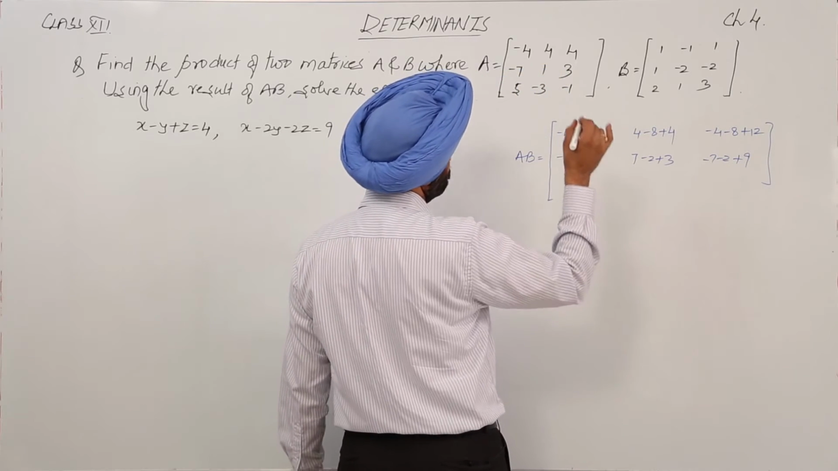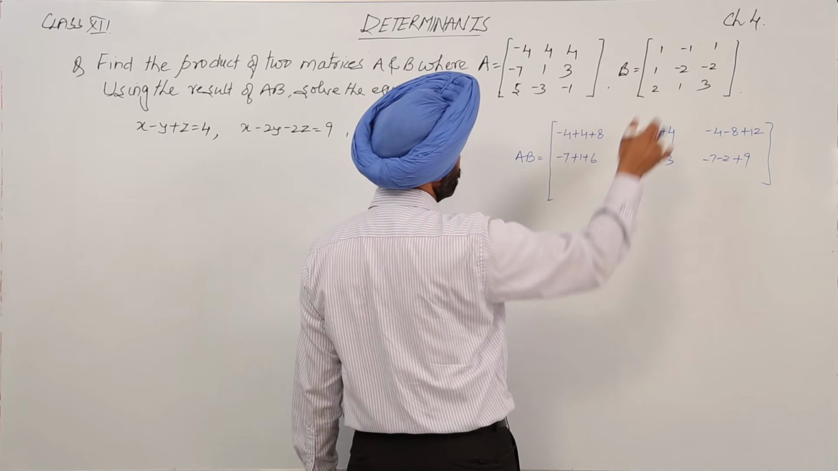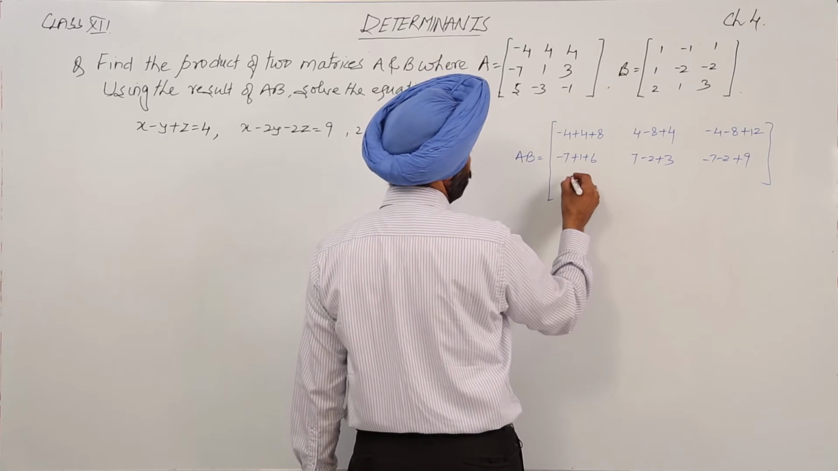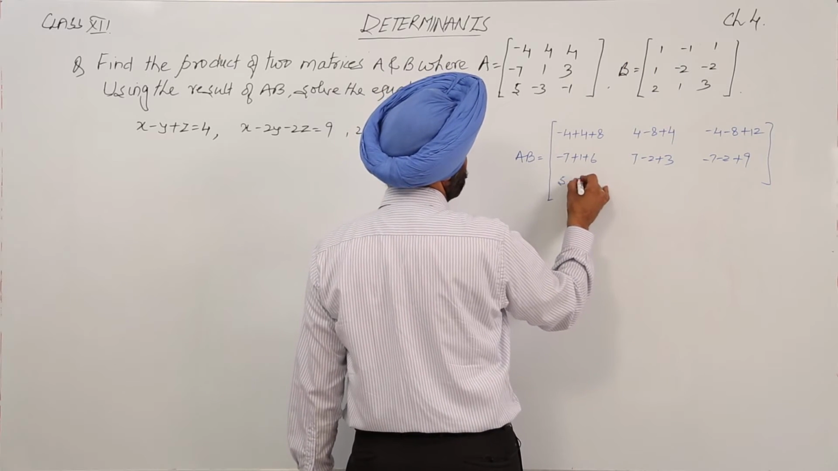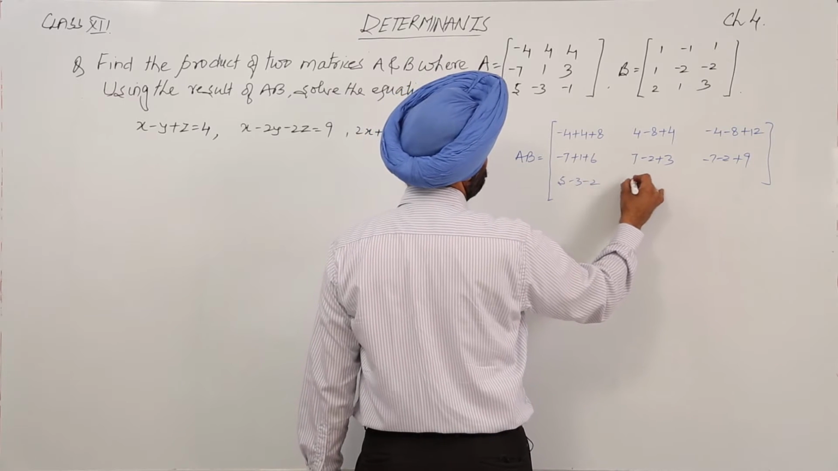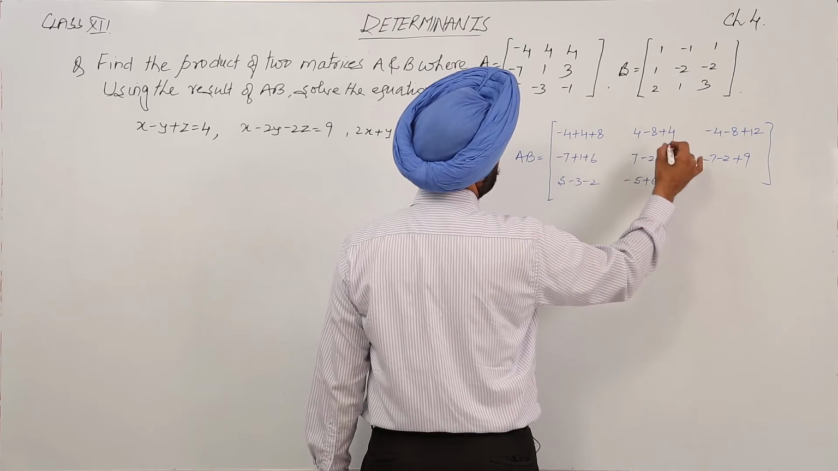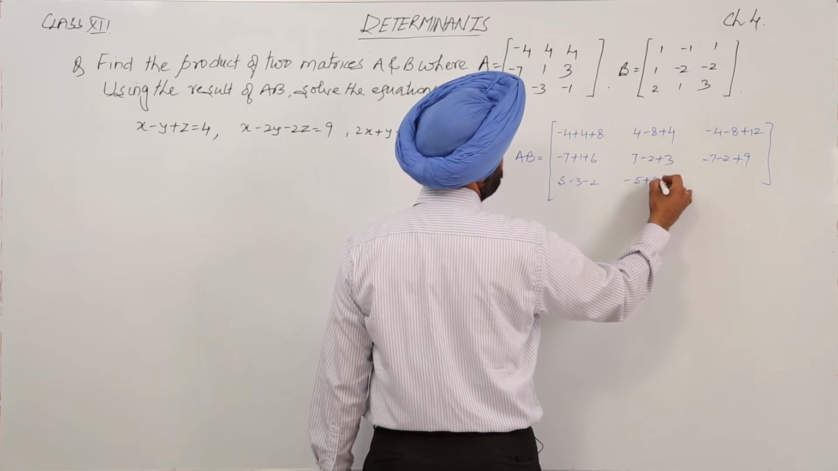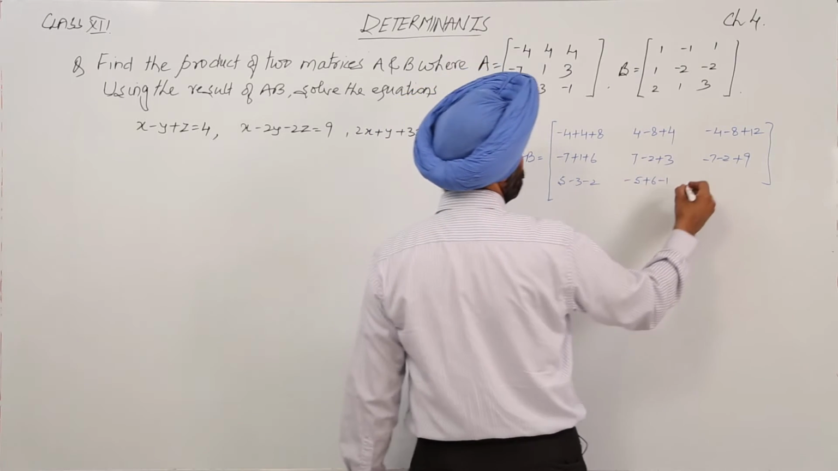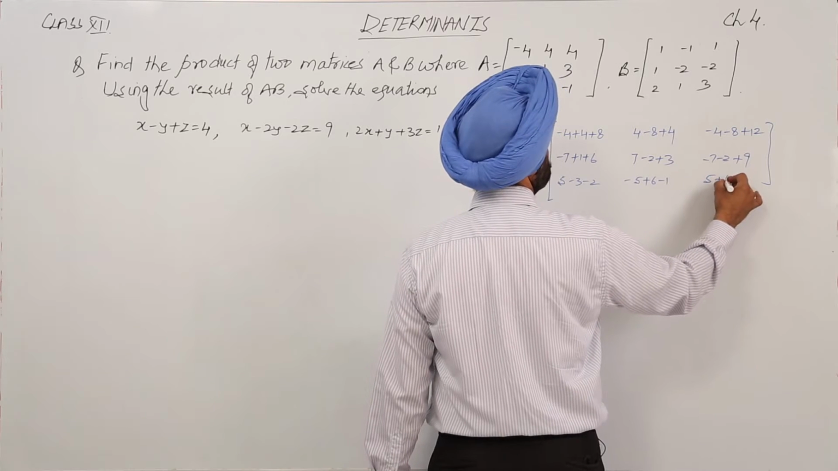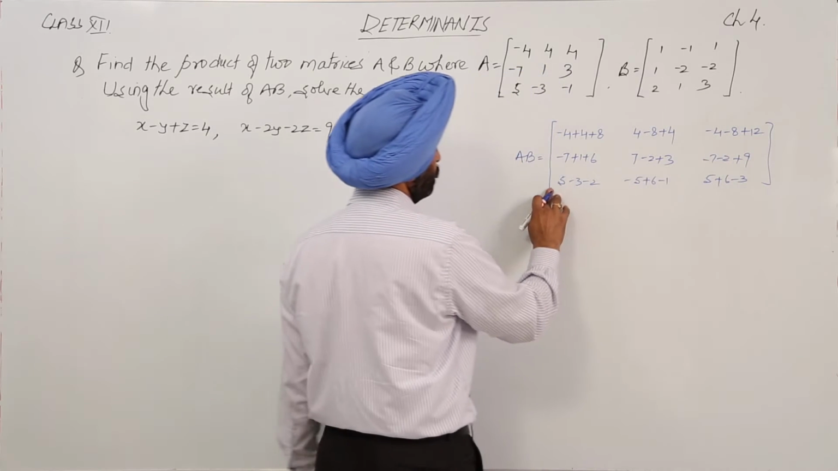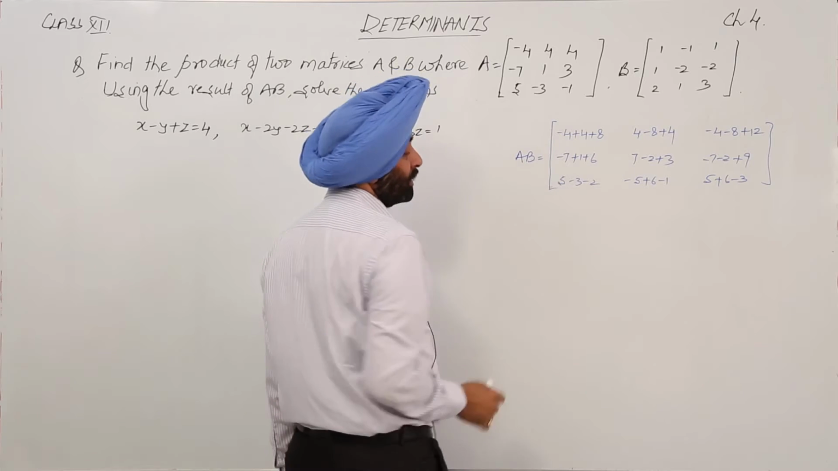Then third row, first column, second column, third column. Now 5 with 1, 5. So we are having 5 minus 3 minus 2, minus 5 plus 6. Then minus 1 with 1, minus 1. And finally 5 plus 6 minus 3. Okay. So now what AB is?